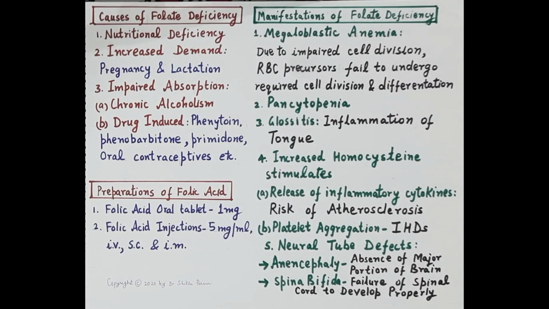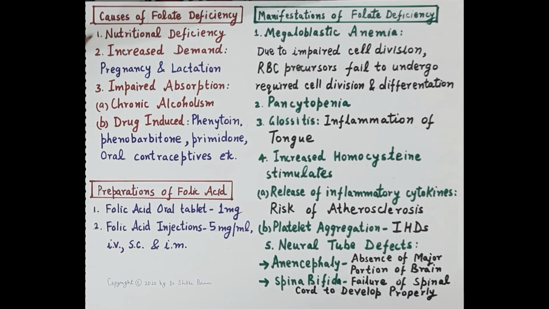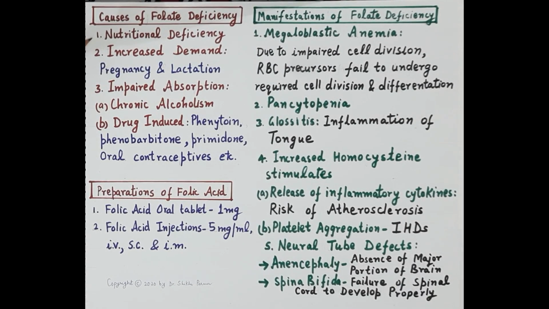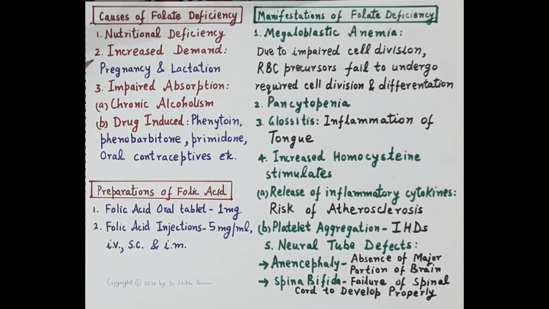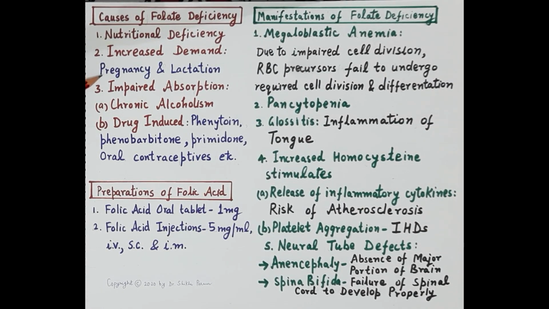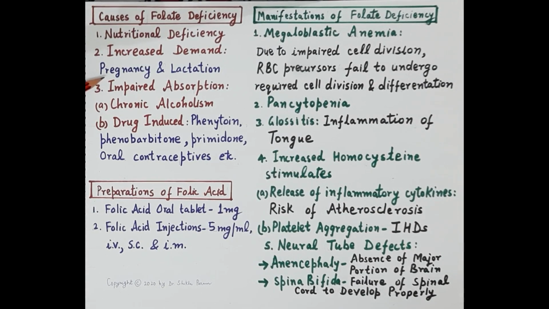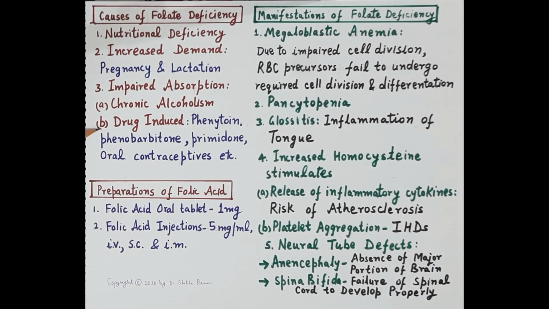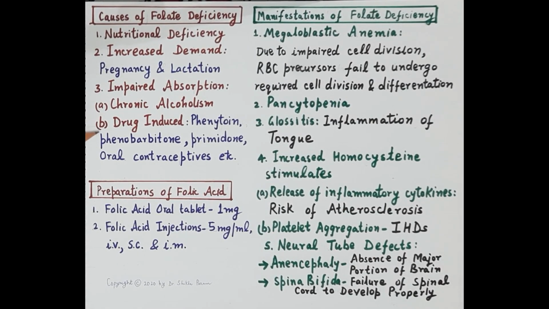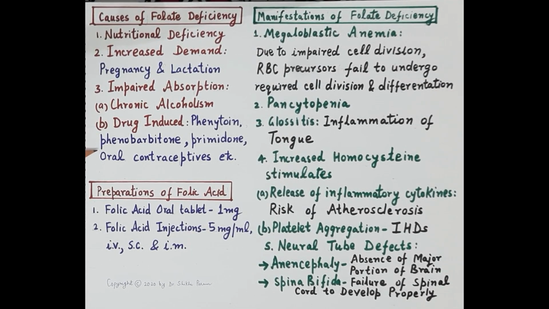Now, let's talk about the causes of folic acid deficiency. The first cause is nutritional deficiency. If folic acid is deficient in the diet itself, it results in folic acid deficiency. Then deficiency can be because of increased demand, and therefore in pregnant women and during lactation, folic acid supplements should be given to the woman. Then impaired absorption is also one of the causes of folic acid deficiency. Chronic alcoholism reduces absorption of folic acid, and apart from that, long-term use of drugs like phenytoin, phenobarbital, primidone, and oral contraceptives also reduces absorption of folic acid.